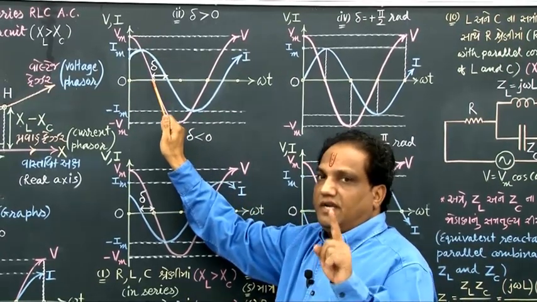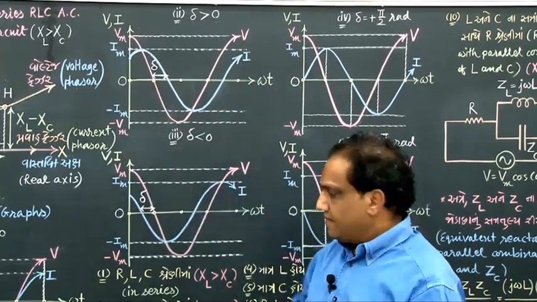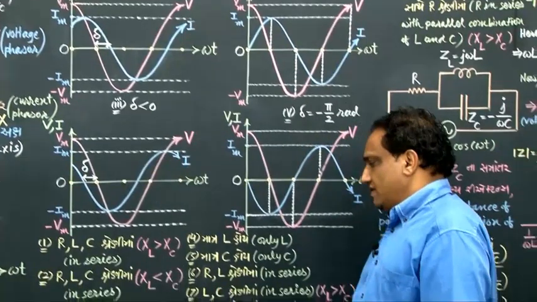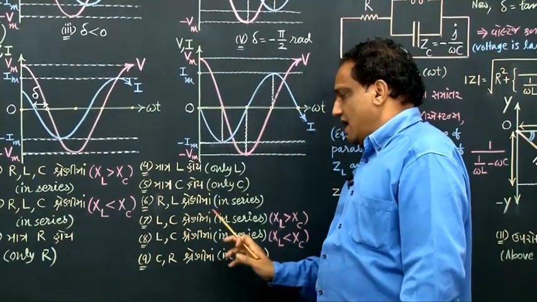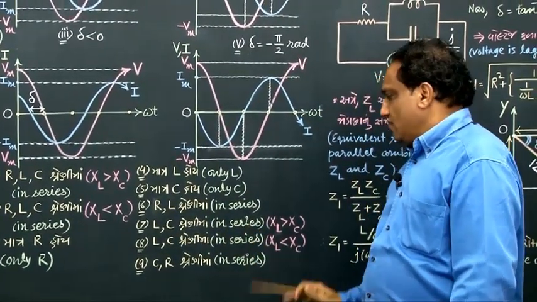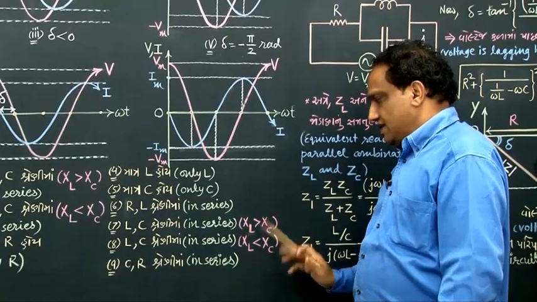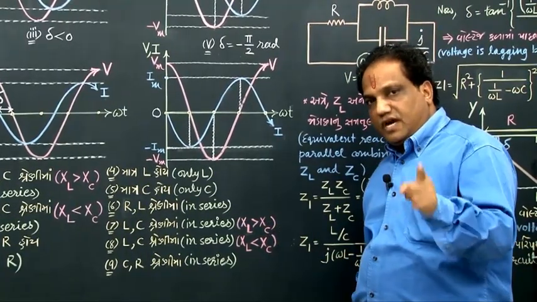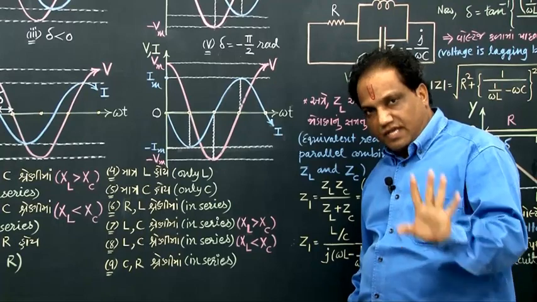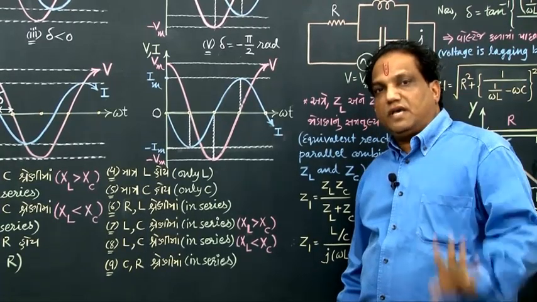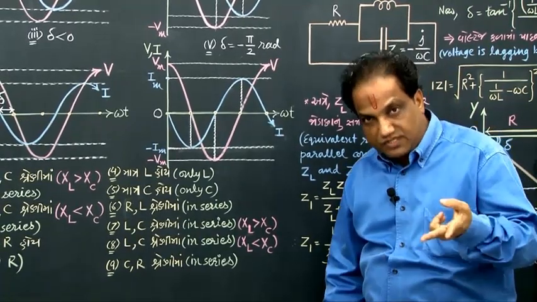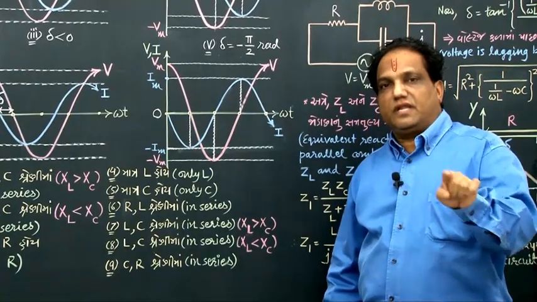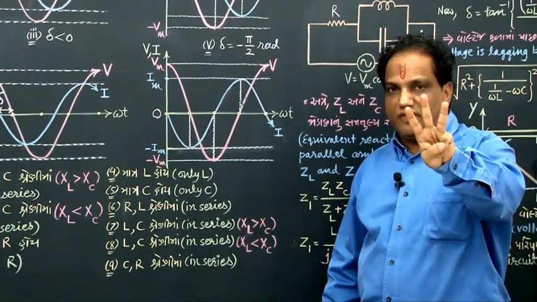So voltage is leading ahead in phase. Go for circuit number 7. L and C are in series, where XL is greater than XC. Whenever L and C are together present in the circuit, you must compare the magnitudes of the reactances XL and XC. You can make the comparison three ways.